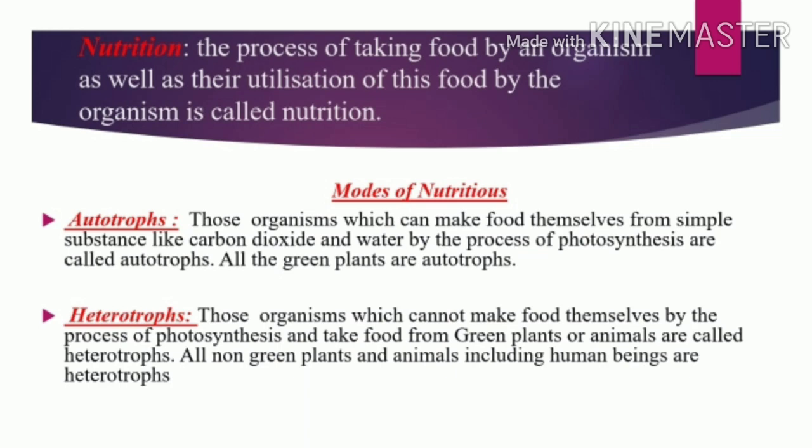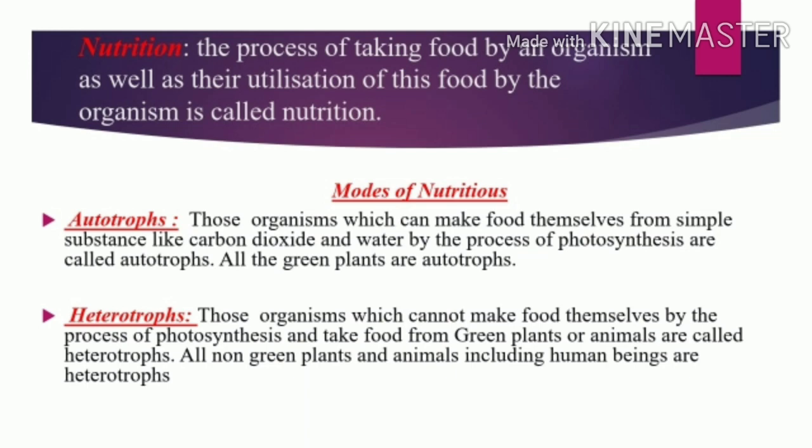Now, coming to autotrophs, the organisms which can make food themselves from simple substances like carbon dioxide and water by the process of photosynthesis are called autotrophs, and their mode of nutrition is called autotrophic. So all the green plants are autotrophs, meaning they can prepare their own food.